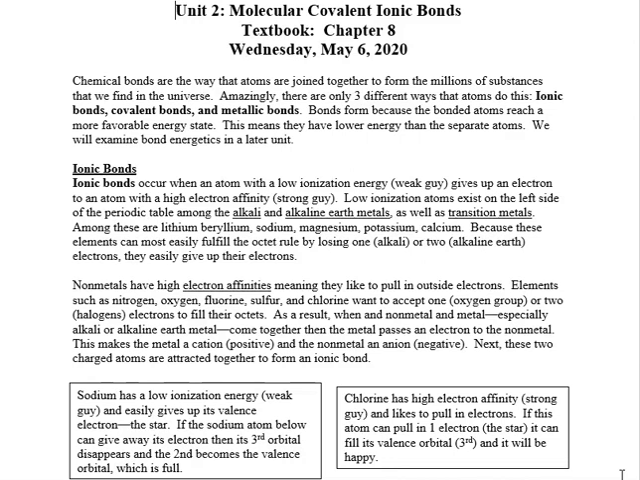So chemical bonds are the way that atoms are joined together to form millions of substances that we find in the universe. Amazingly, there are only 3 different ways that atoms do this: ionic bonds, covalent bonds, and metallic bonds. Bonds form because the bonded atoms reach a more favorable energy state. That's a phrase you should remember.